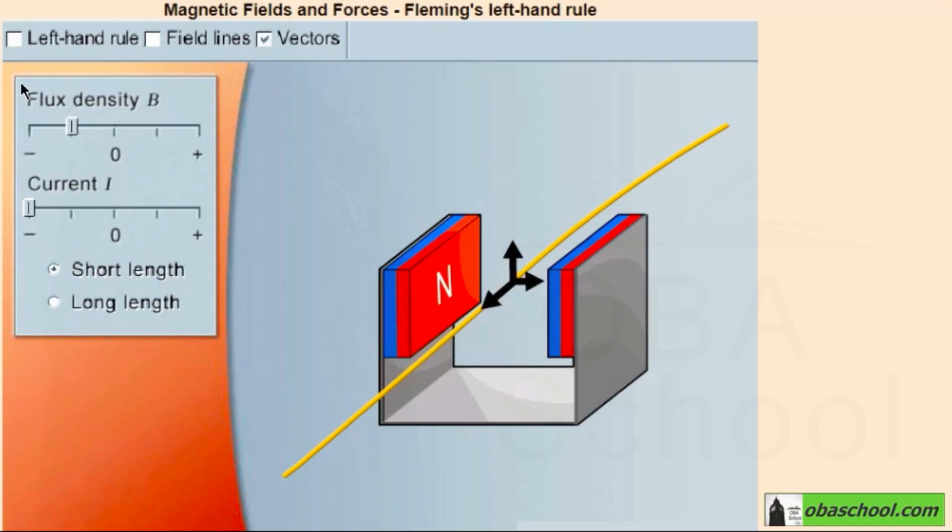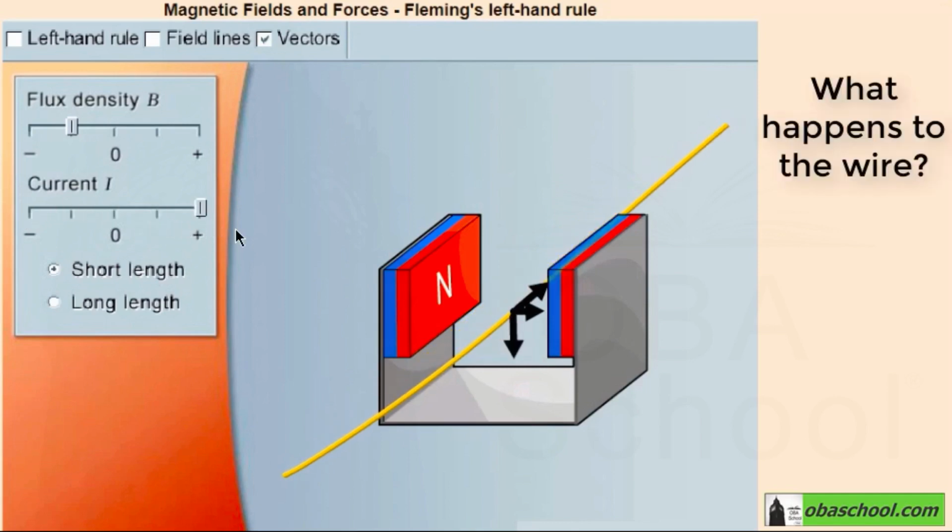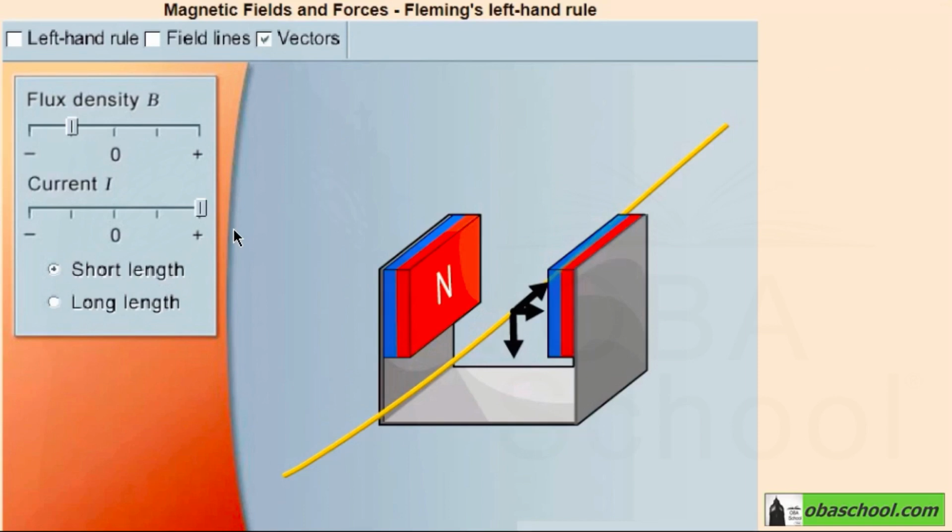Now let's deselect left-hand rule and try to change the direction of the current to see the effect on the direction of the force. So I will move the current slider to the far positive. What happens to the wire? Yes, you're right, it moves downwards.